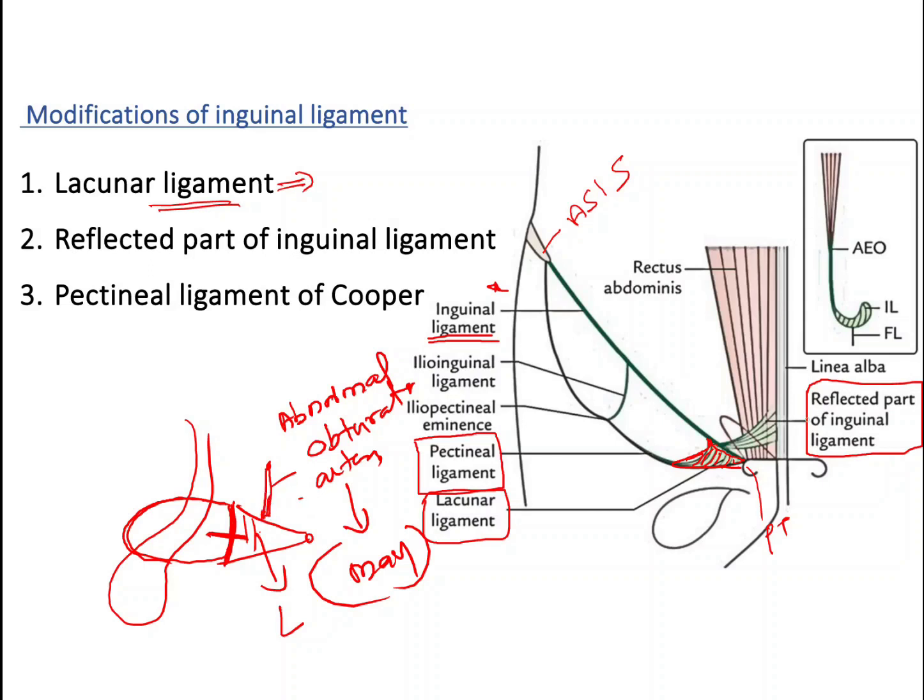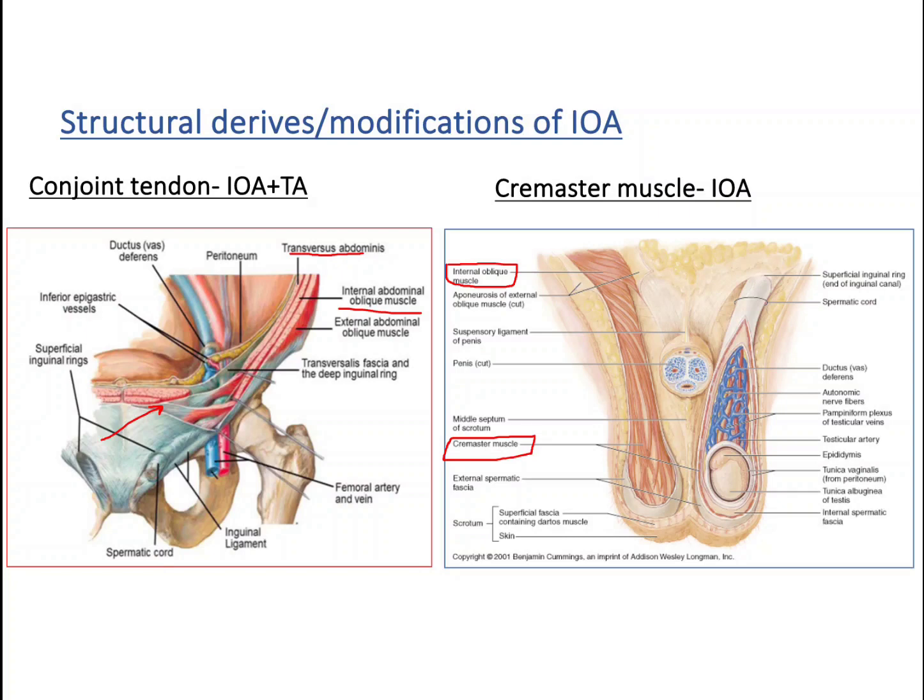Okay, another one is the reflected part of the inguinal ligament. We will discuss this reflected part later. And the last one is the pectineal ligament. So these are the three modifications of the inguinal ligament: the lacunar ligament, the reflected part of the inguinal ligament, and the pectineal ligament of Cooper. Now let us see the structural modifications of internal oblique abdominis.